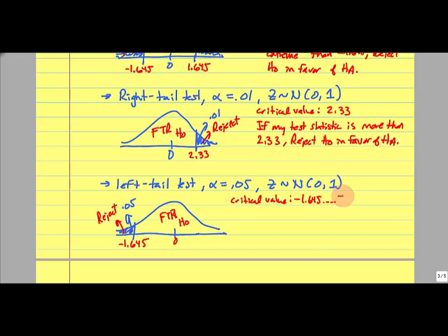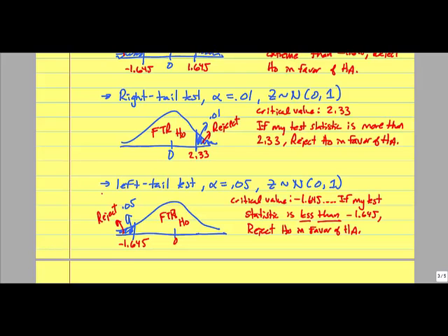So my decision would be if my test statistic is less than negative 1.645, I would reject H0 in favor of HA. Now, if it's not the case, I'd fail to reject. So this is an example of all my different null and alternative hypotheses: two-tail, right tail, left tail. And then these are also examples of how we would work with making a decision based on those.